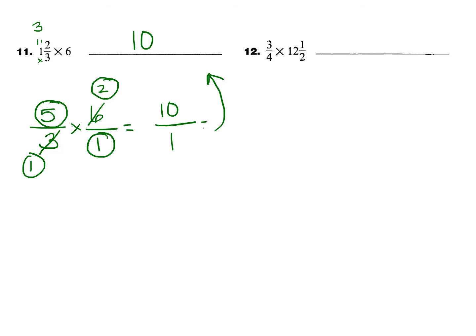Question number 12. 3/4 times 12.5. 3/4 stays 3/4 times 2 times 12 equals 24. 24 plus 1 equals 25 over 2. I cannot reduce.